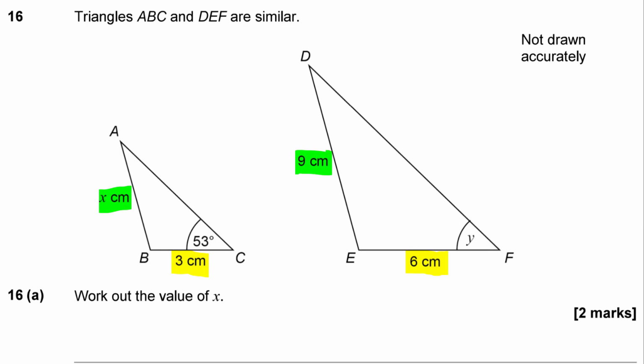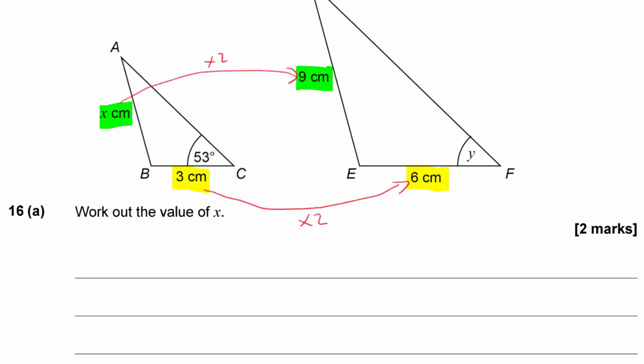And if we have a look at the relationship between 3 and 6, that's times 2, isn't it? So the 6 is twice as big as the 3. So it's got to be the same from here to here. It's got to be times 2 as well. So whatever x is, when I multiply it by 2, I'm going to get 9. In other words, x is 9 divided by 2, which is 4.5. Okay, so that's my value of x, it's 4.5.